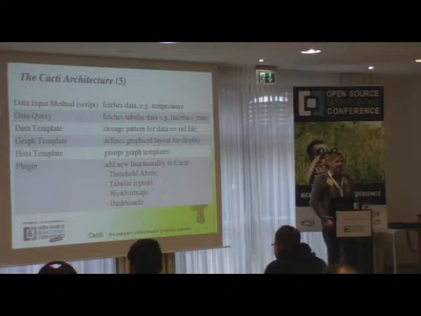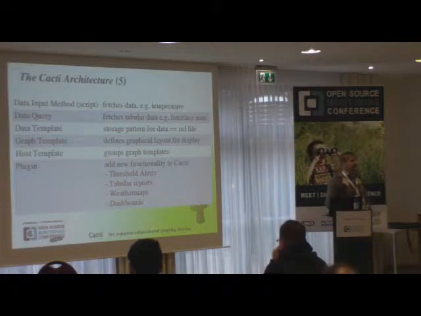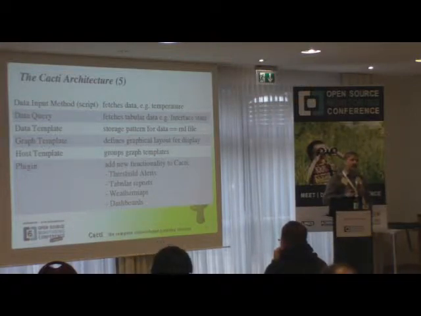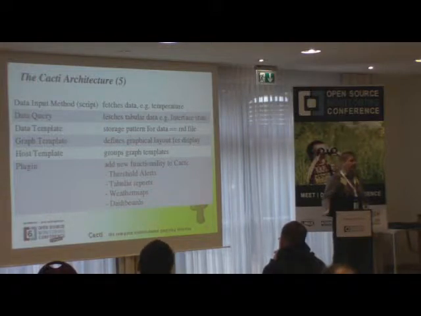The last definition is the plugin. This is used for adding new functionality to the Cacti core system without changing the code. So we provide APIs, I come to this later on, where you can add your own code without even touching a single line of code of the Cacti core. There are several dozens of plugins out there. I enumerate a few of them here. Threshold alerting is kind of a fault management system within Cacti. You can define tabular reports, you have weather maps, dashboards, you name it.